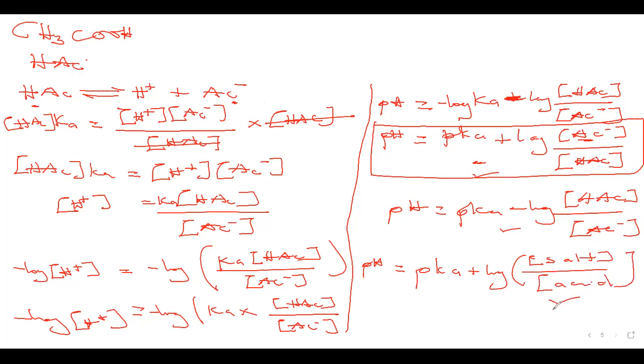So this is where our final decision lies. Our pH is given as pKa plus the log of the concentration of the salt divided by the concentration of the acid. This is for a weak acid. Let's look at a basic buffer and look at how we prove that one too.